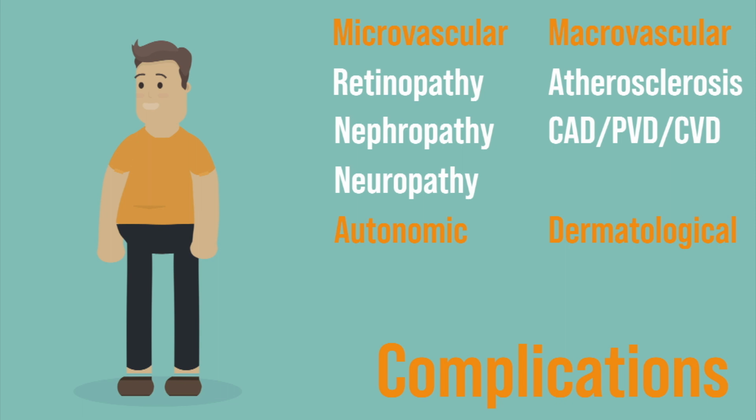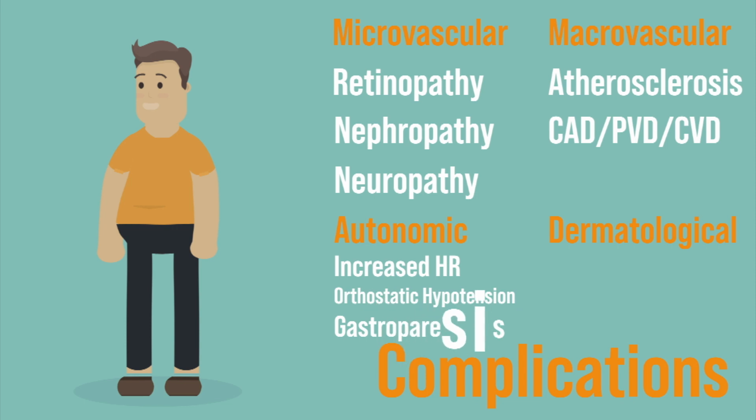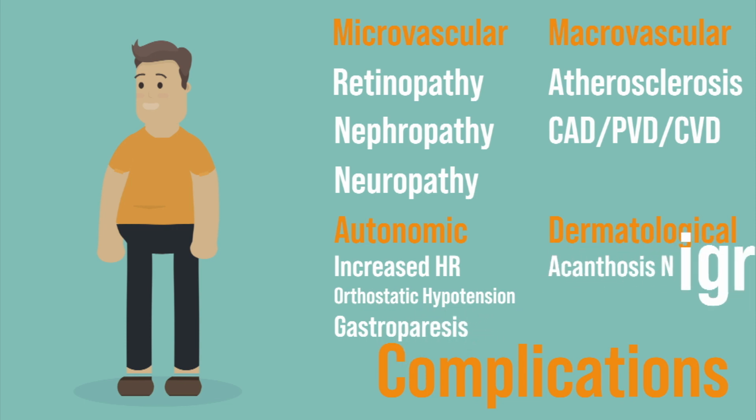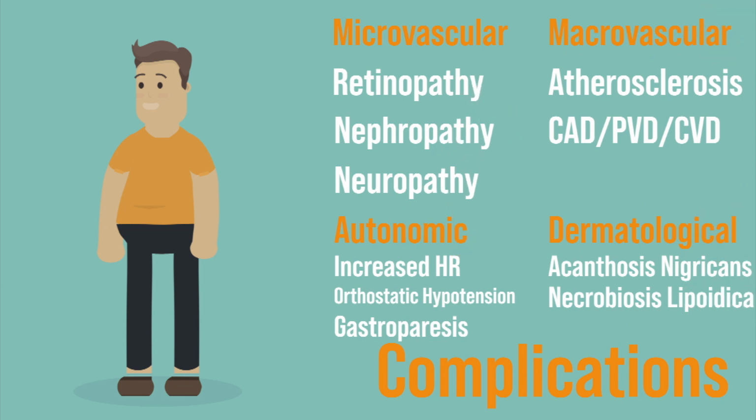Macrovascular complications are due to atherosclerosis, causing coronary artery disease, peripheral vascular disease, and stroke. Autonomic neuropathy is where there's damage to the nerves within the autonomic nervous system, causing symptoms such as increase in resting heart rate, orthostatic hypotension, gastroparesis, and erectile dysfunction. Acanthosis nigricans is one of the dermatological complications, which is due to excessive insulin, causing darkening and thickening of the skin. Other dermatological complications include necrobiosis lipoidica.